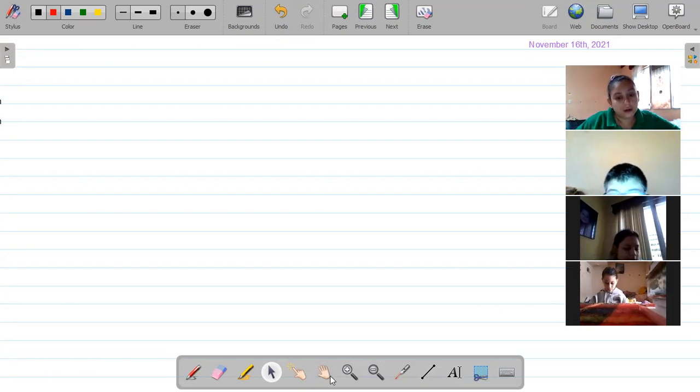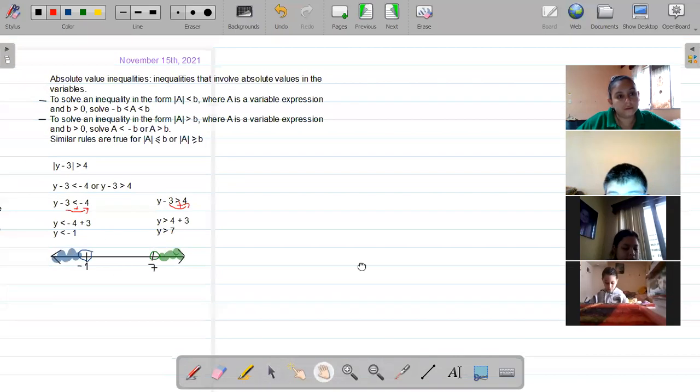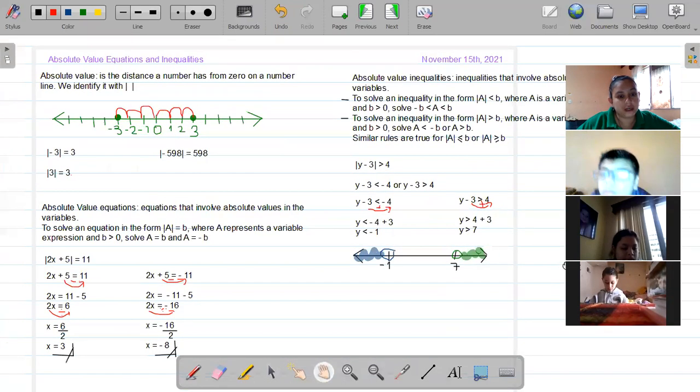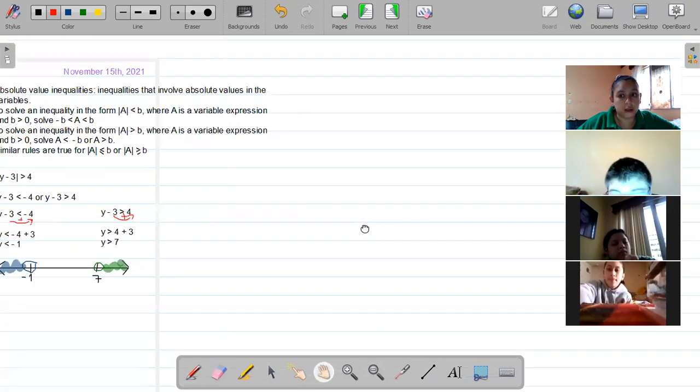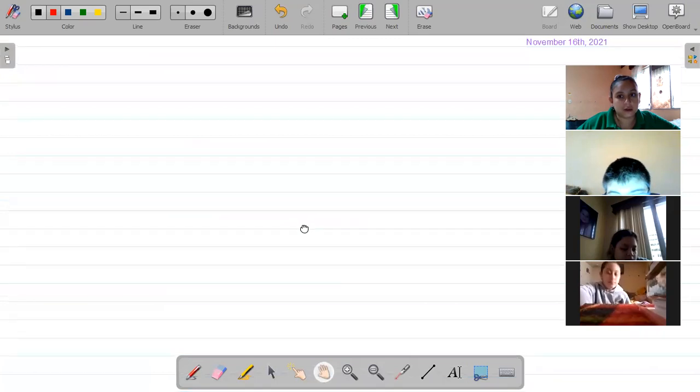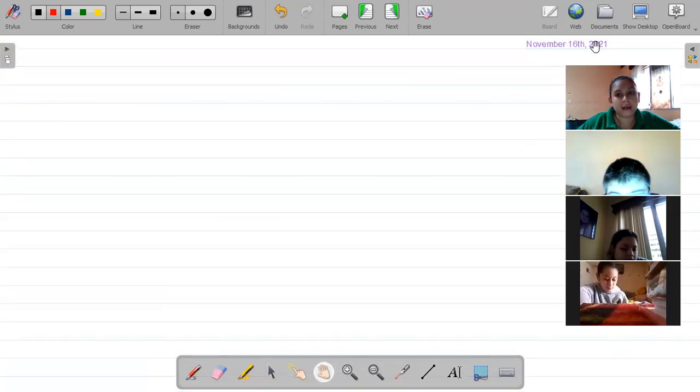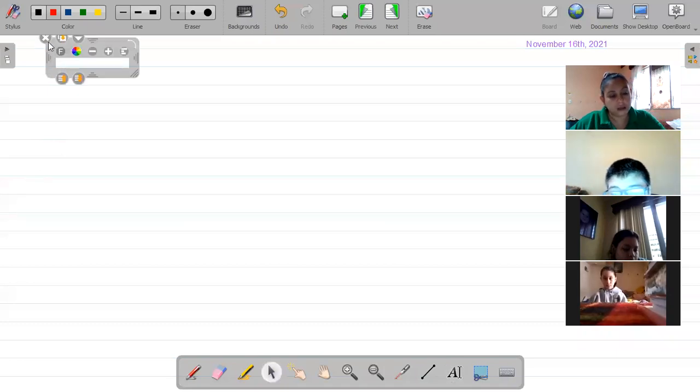So yesterday we saw absolute value equations and inequalities, and we had some rules for the equations and some rules for the inequalities. Today we're going to work on some exercises. So remember to place at the very right the date, November 16th, 2021. And I'm going to start writing some of the exercises that we're going to be working with, okay?